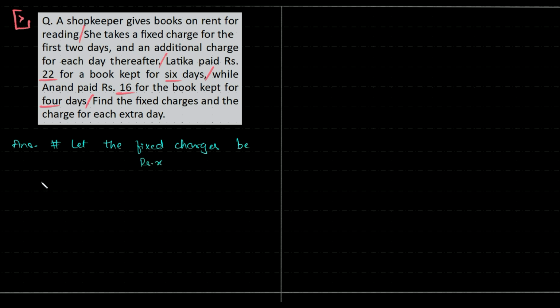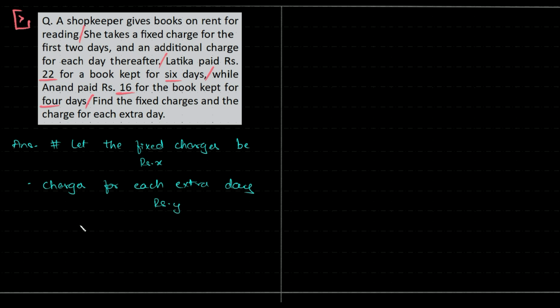and the charges for each extra day. See, everything is given. We just have to copy it. That's all. It's rupees Y. This will carry half marks.